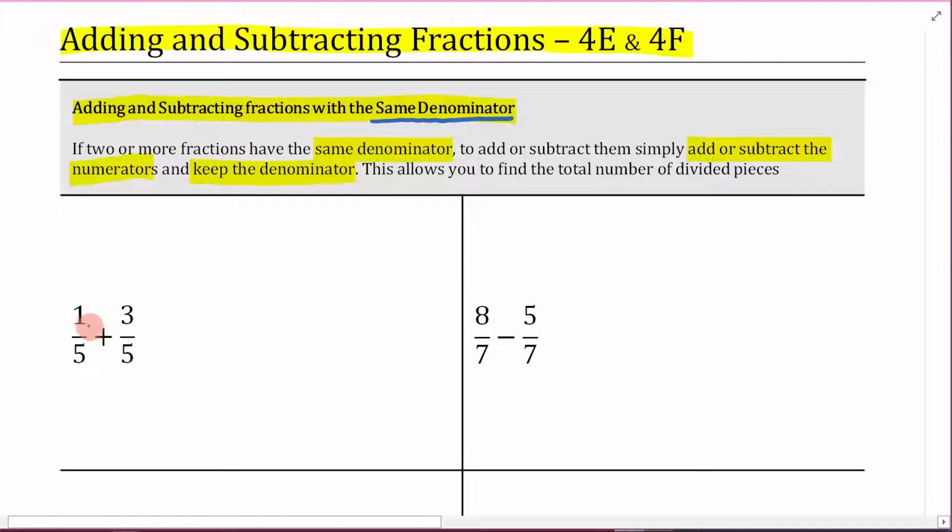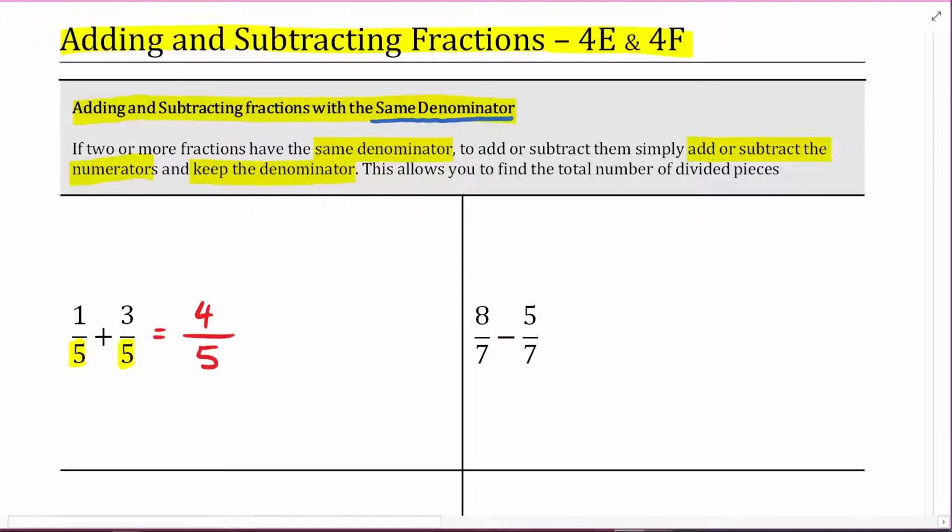So as you can see, I've got 1 on 5 plus 3 on 5. So what you need to take note of is the fact that my denominators are the same. And when your denominators are the same, you simply go, well, it's 1 on 5 plus 3 on 5. So I'm just going to add my numerators. I'm going to go 1 plus 3 is 4. And then I keep my denominators the same. Let's move on to the next one.